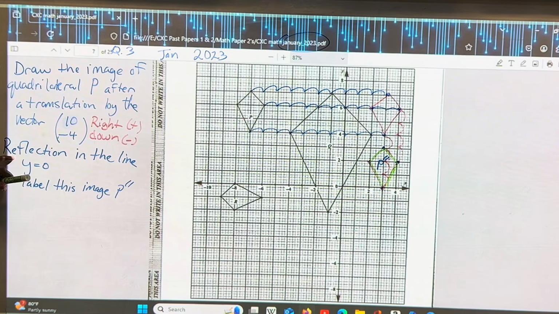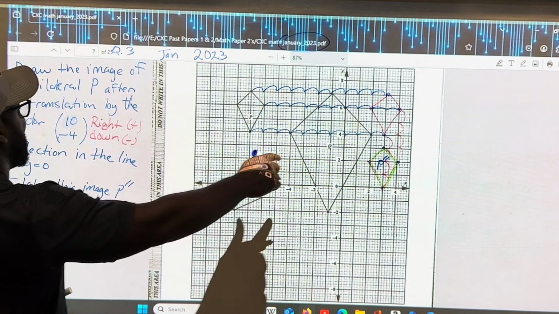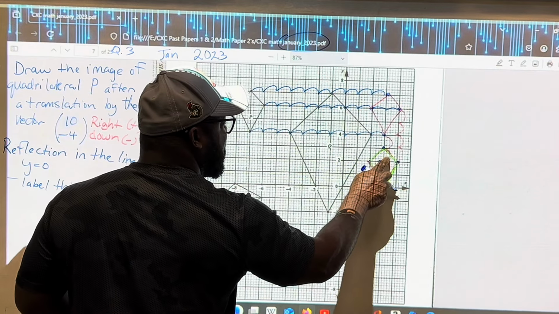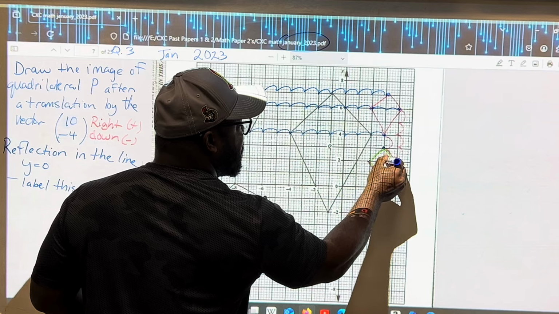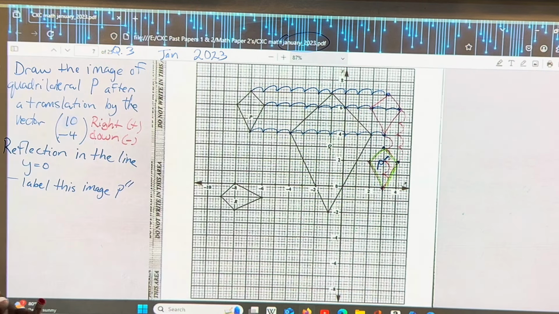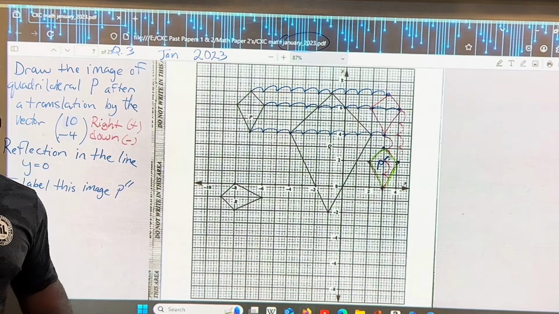It said, do a reflection in the line y equals 0. No, this is not double prime. This is just prime, right? Yeah, my bad, I get mixed up a bit. Right, good, sorry. Now, who can tell me where the line y equals 0 is?